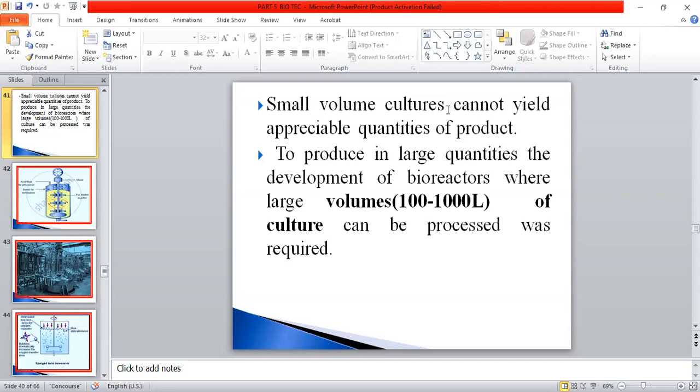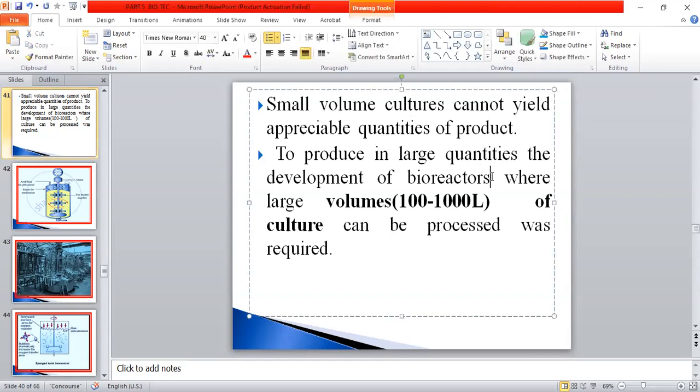To produce a large quantity, the development of the bioreactor, don't forget, my dear student, this is very, very important. If you want to grow a microorganism in a large tank, we use a huge instrument. That huge instrument is called a bioreactor. The large volume will be 100 to 1000 liters.